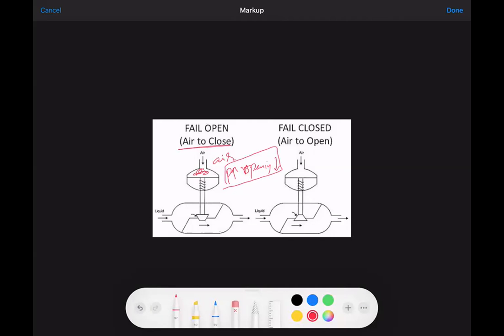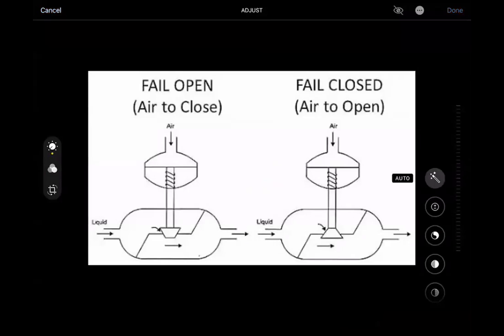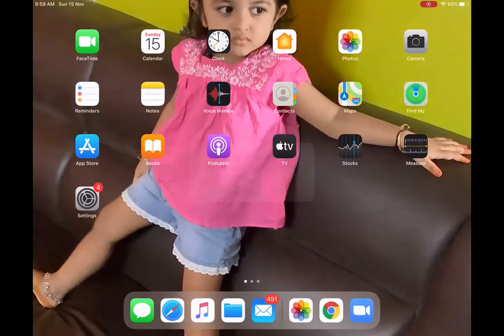Whereas the air to open type means if you keep on applying the pressure, the valve starts to open. So maybe we will draw this diagram, I'll draw this diagram on the whiteboard.